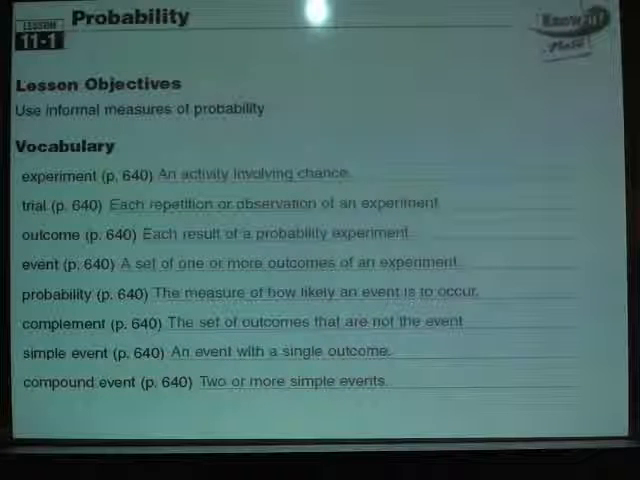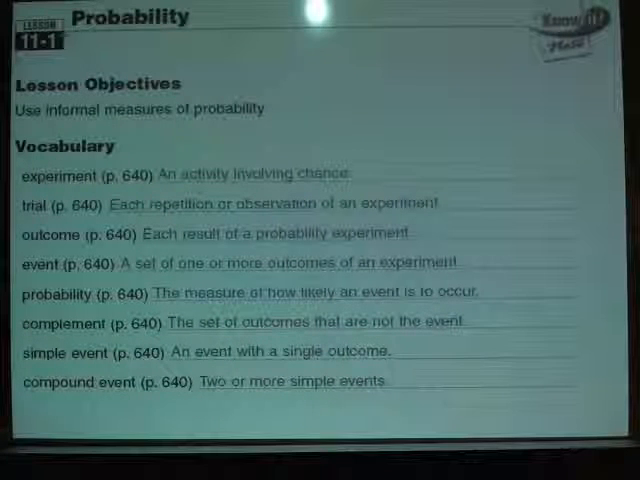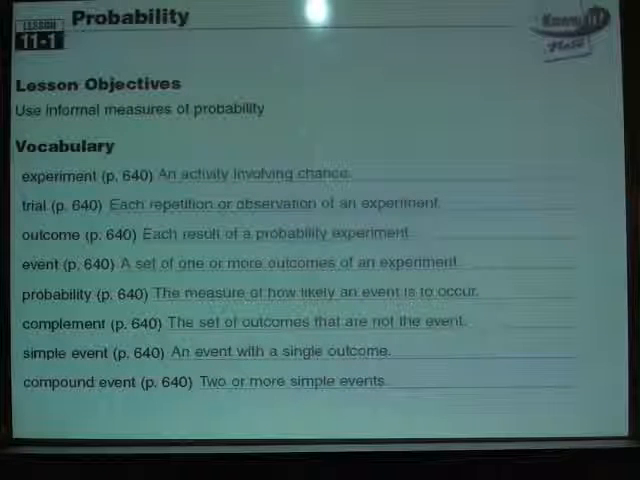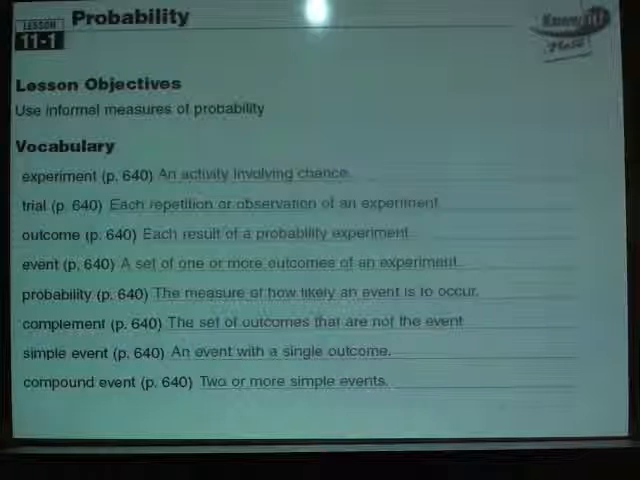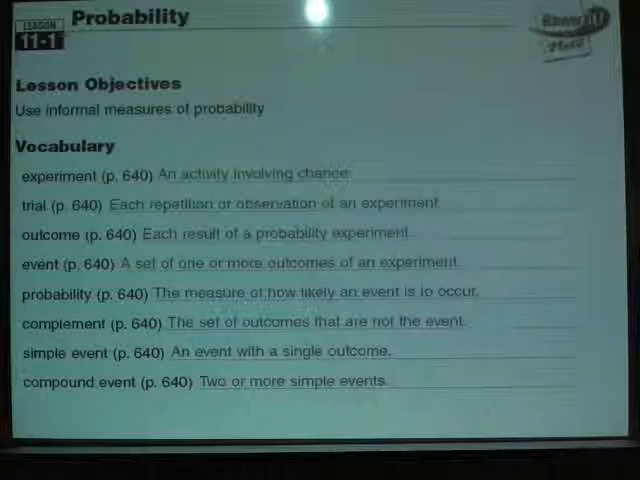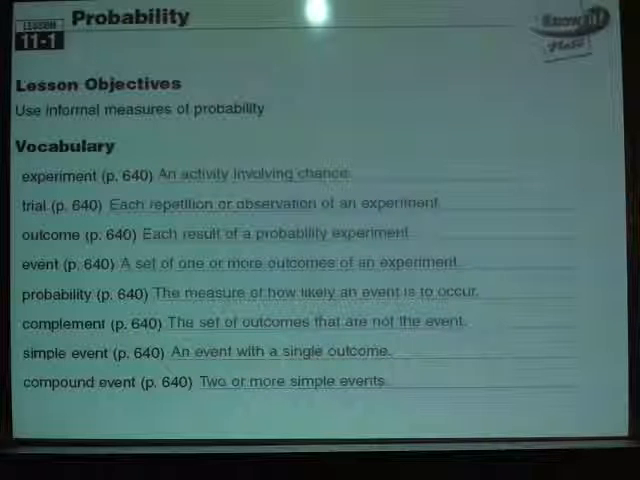Probability is ranked between 0 and 1. 0 means something will absolutely not happen. 1 means something is absolutely certain to happen, and you can have any value in between there as well. So for instance, you can have 0.25. 0.25 would equate to a 25% chance of something happening.